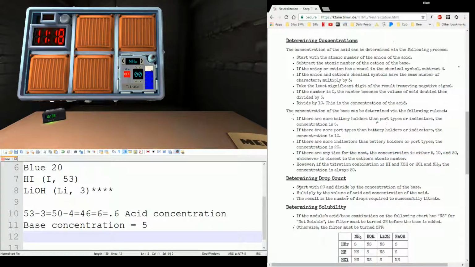Now we get our drop count. Start with 20, divide by base concentration, gives you 4. Multiply by, let's go ahead and multiply by volume first, is 80. And multiply by the acid concentration, 0.6. 8 sixes is 48.